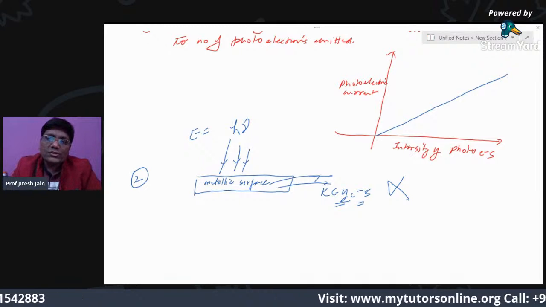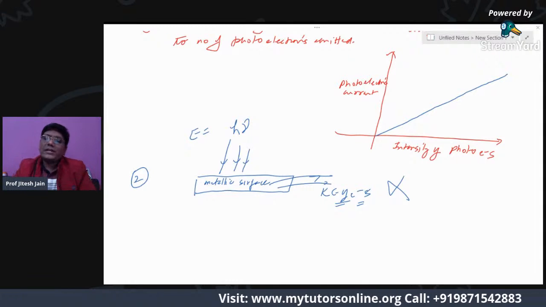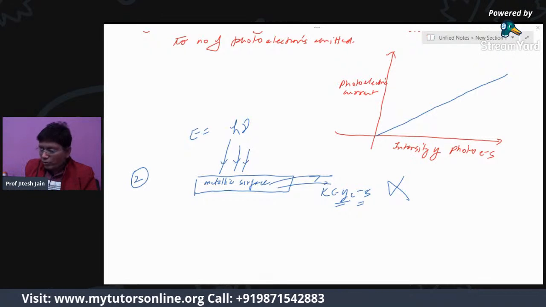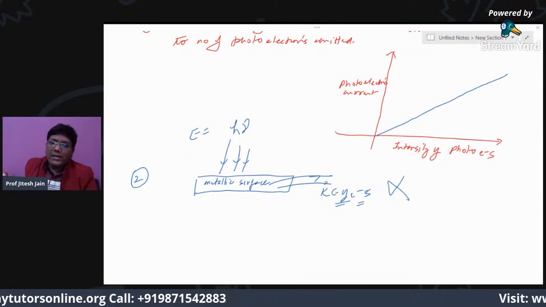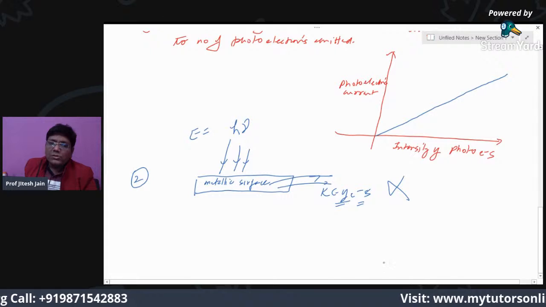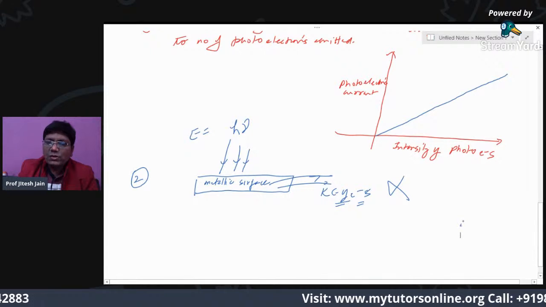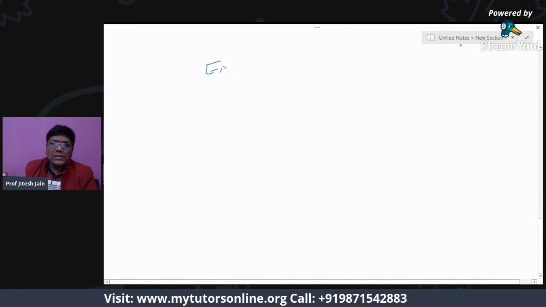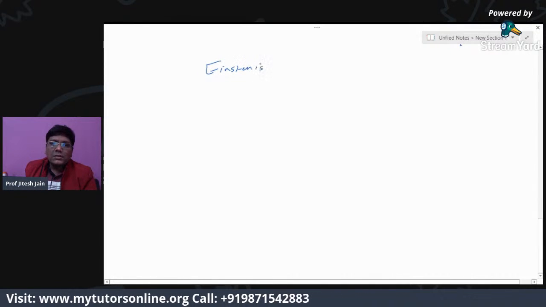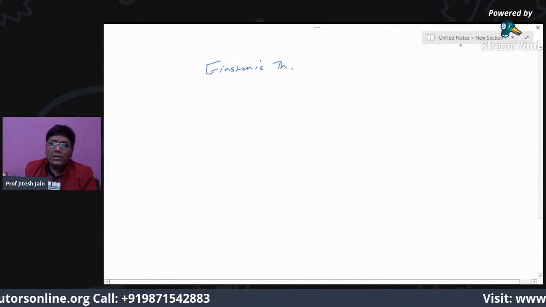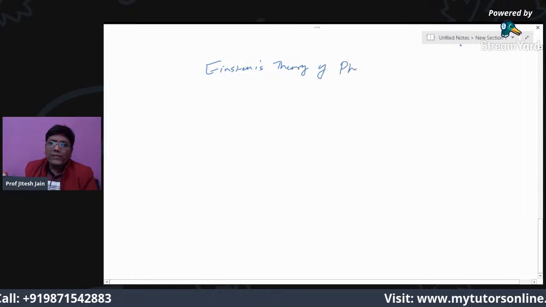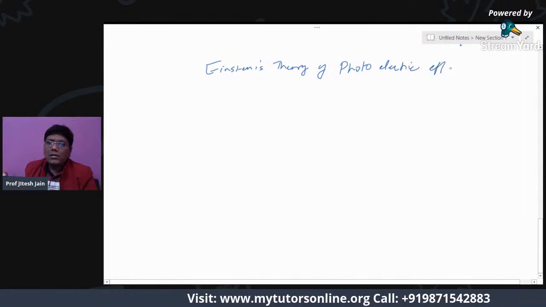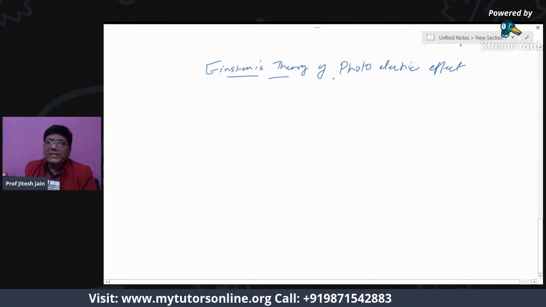Now maximum questions are asked from Einstein's theory. So let us first understand Einstein's theory of the photoelectric effect, the most important one in physics, and many questions are asked from this particular theory. So this is Einstein's theory of the photoelectric effect, or popularly known as Einstein's hypothesis.